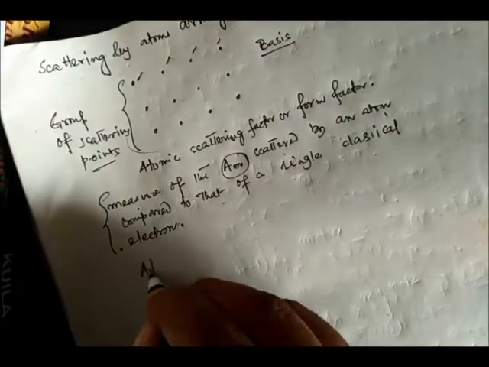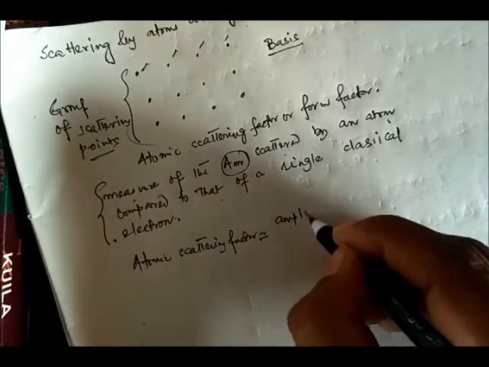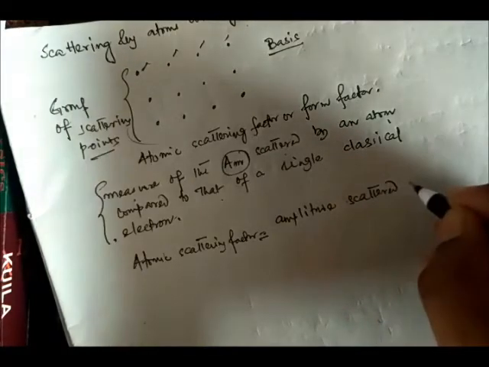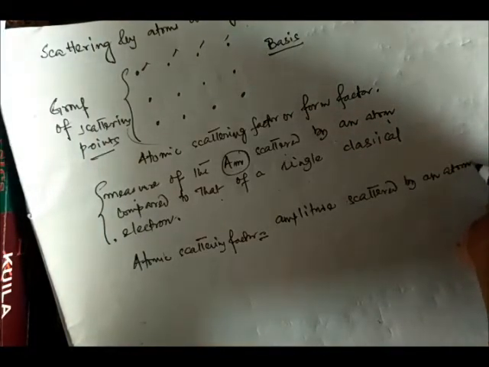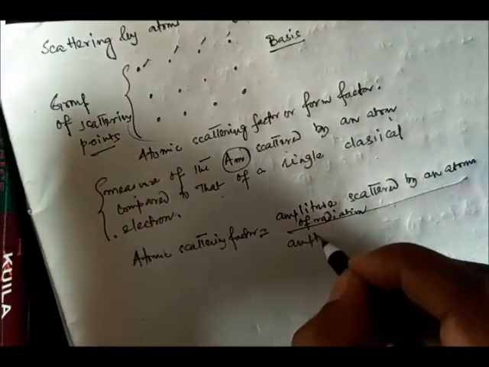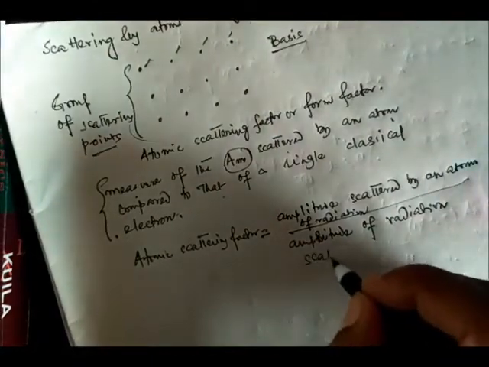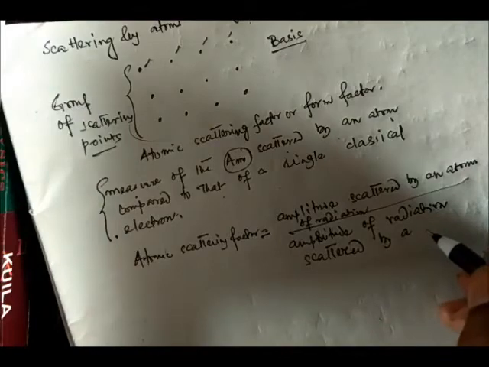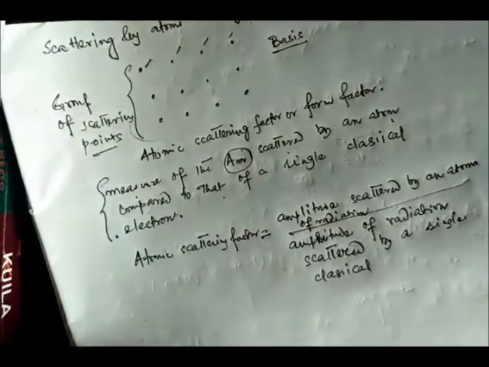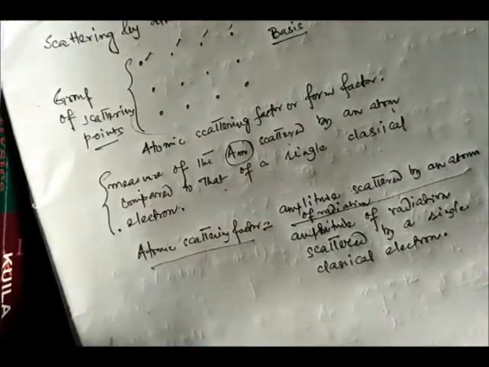So the atomic scattering factor is the ratio of the amplitude scattered by an atom, basically the amplitude of that radiation, divided by the same thing, the amplitude of radiation that is scattered by a single classical electron. Okay, so this is basically called the atomic scattering factor.